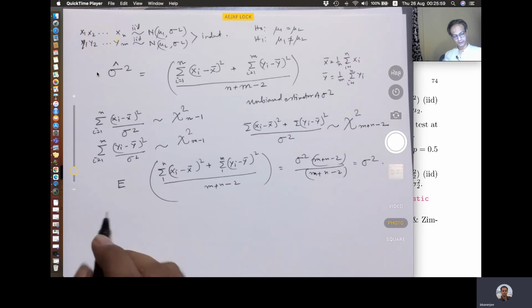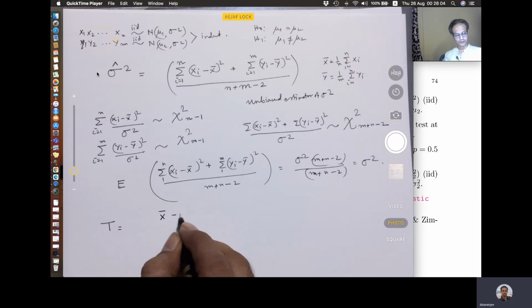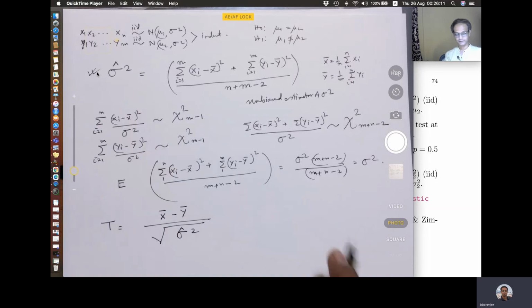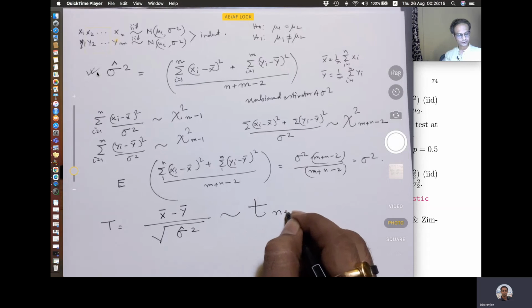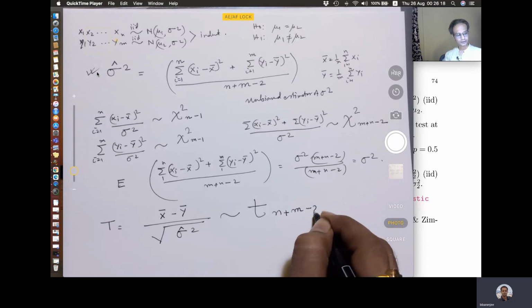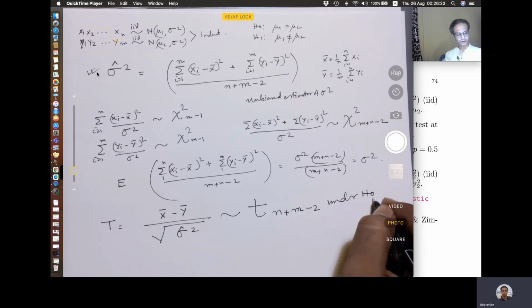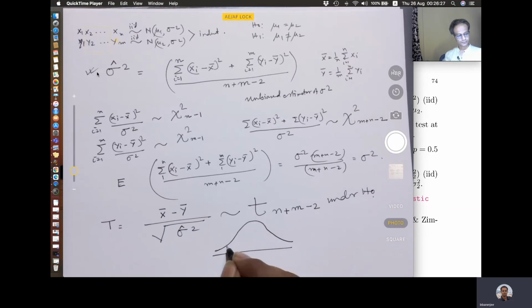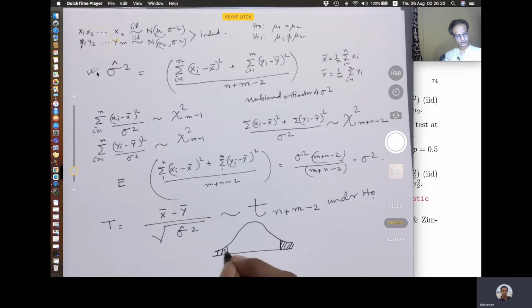So your test statistic will be x bar minus y bar divided by sigma hat square, we check this one, and this will follow t distribution with m plus n minus 2 degrees of freedom under h naught, and you will have a both tail test. Either here you reject or here you reject.